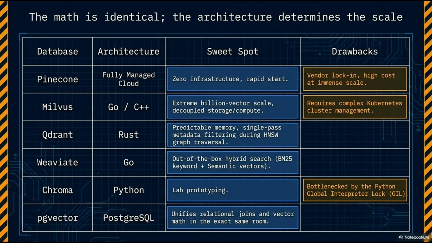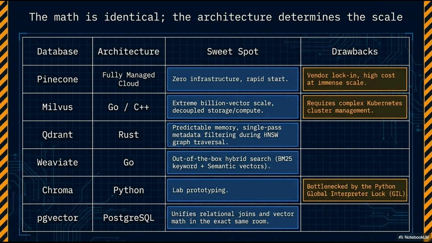You've got Milvus, listed here, written in Go and C++. Milvus is the open-source heavyweight champion for sheer scale. It is built for extreme billion-vector datasets. Billion? Yeah, its architecture is incredibly sophisticated because it completely separates compute resources from storage resources. But this sophistication comes at a steep operational cost.